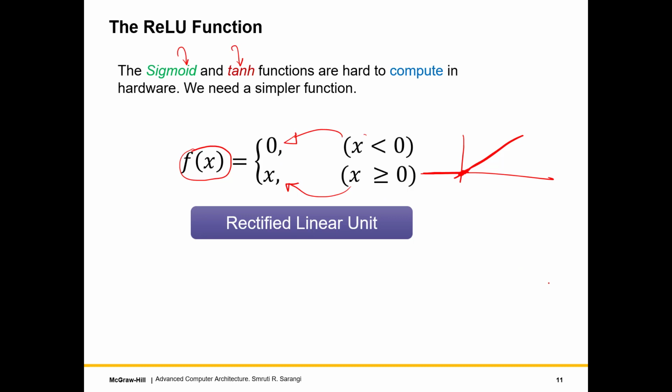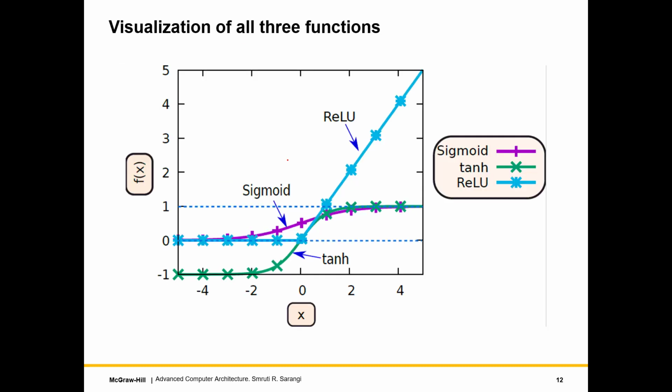We don't have to compute any transcendental functions like e raised to power x or e raised to power minus x. We basically just need to see whether the number is positive or negative and compute the result accordingly. So that's why it is used. Simplicity is a big factor.